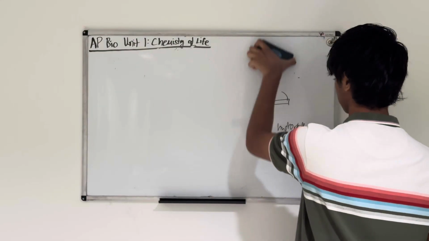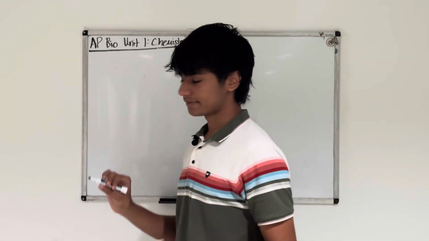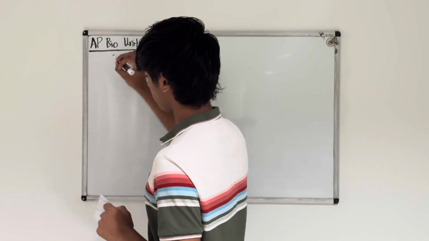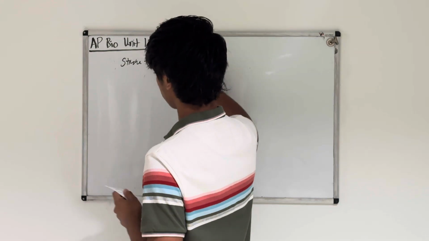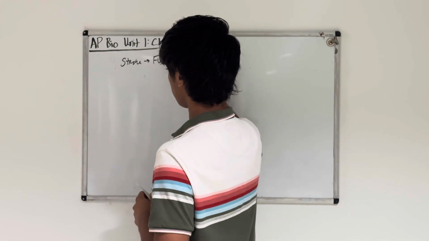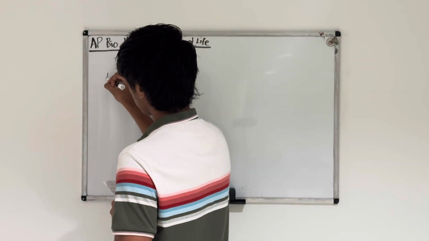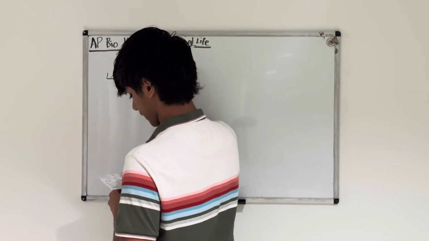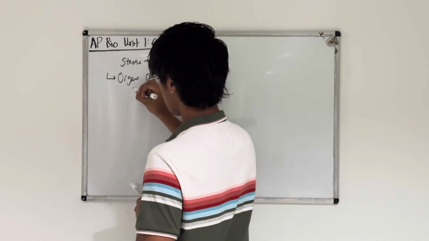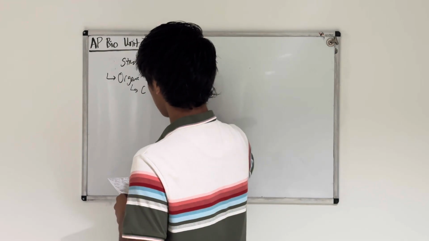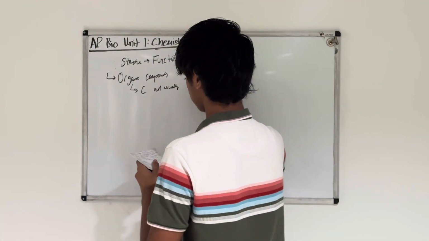Next, let's go into the elements of life. The first thing you need to know is that in biology, the structure of a molecule leads to its function. So if you have a different structure, you're going to have a different function for that molecule. All of life is made of organic compounds. Organic compounds are compounds that have carbon in them, and the only requirement to be organic is that it has a carbon.